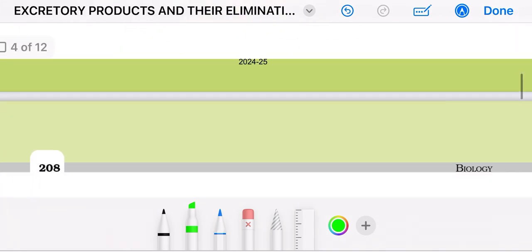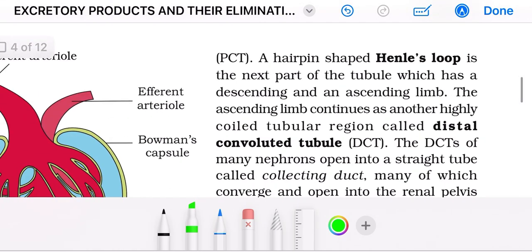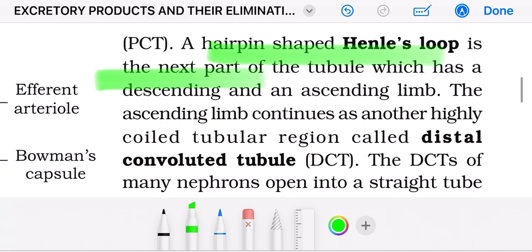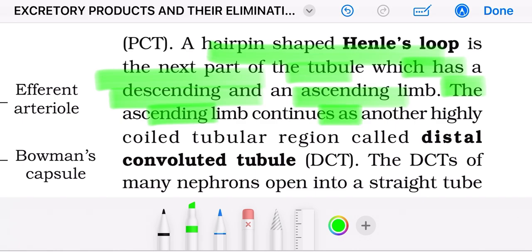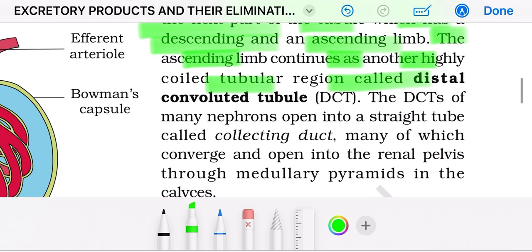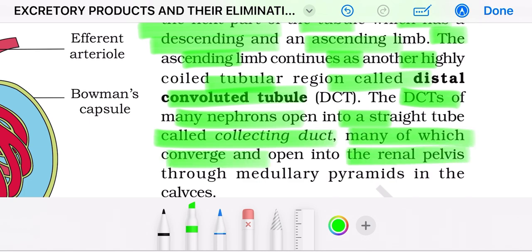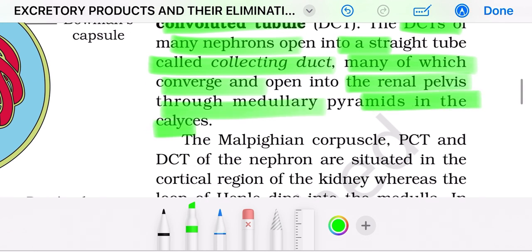Now ahead, a hairpin-shaped Henle's loop is the next part of the tubule, which has a descending and an ascending limb. This makes the urine more concentrated. The ascending limb continues as another highly coiled tubular region called the distal convoluted tubule, DCT. The DCTs of many nephrons open into a straight tube called the collecting duct, many of which converge and open into the renal pelvis through the medullary pyramids and the calyces.